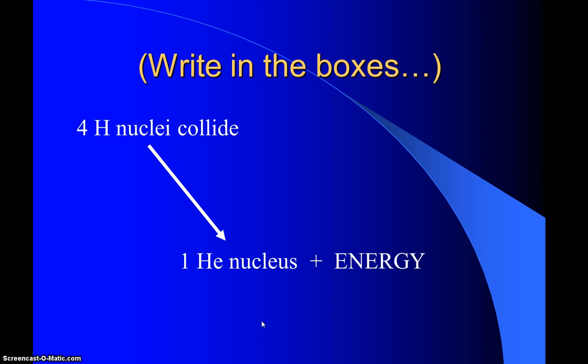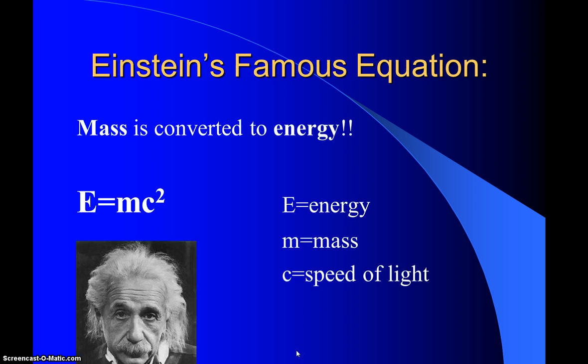So what happens is 4 hydrogen nuclei collide to form one helium nucleus. But if you look at the periodic table of elements, there's more mass in 4 hydrogen than there is in one single helium. So where does that mass go? It's converted into energy, and Einstein is accredited with coming up with this idea with his equation E equals mc squared. E is energy, m is mass, and c is the speed of light. There he is. Pretty cool looking guy.